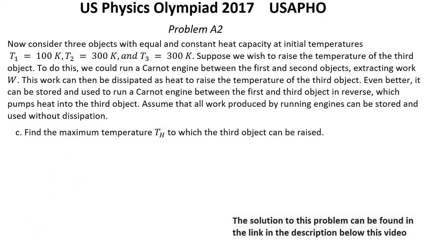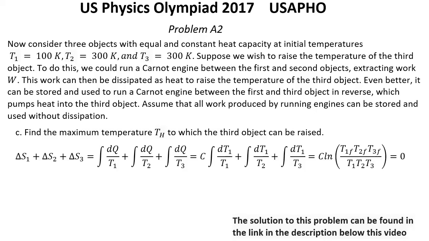Question C. Find the maximum temperature TH to which the third object can be raised. Because the total change of entropy for all three objects must be 0, we have a final expression that T1 multiplied by T2 multiplied by T3 must be constant during this process. Also, due to energy conservation, the sum of temperatures must be constant.